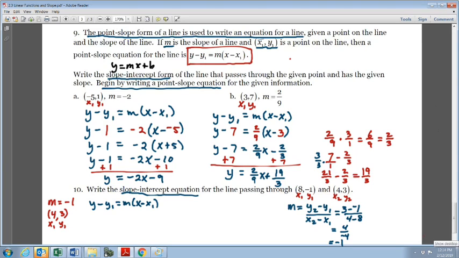It's going to be y minus 3 is equal to our slope, which is negative 1 times x minus 4. And let's go ahead and distribute on the right. And we need to add 3 to both sides. And so your final answer is y equals minus x plus 7. All right, and that's the end of this lesson.